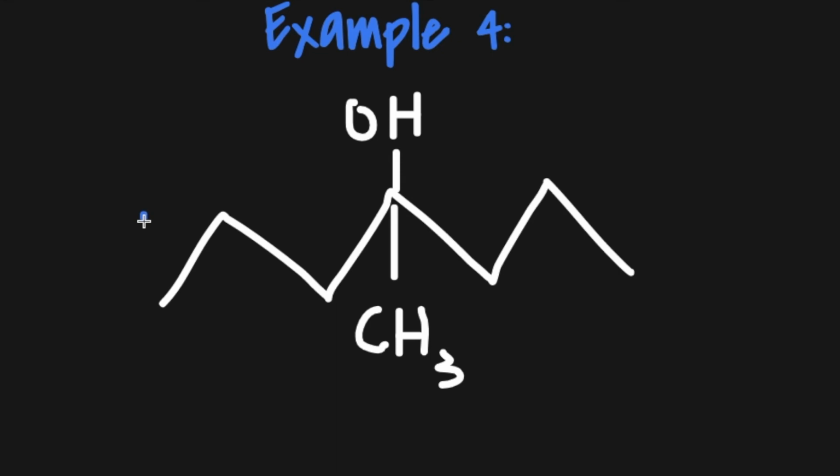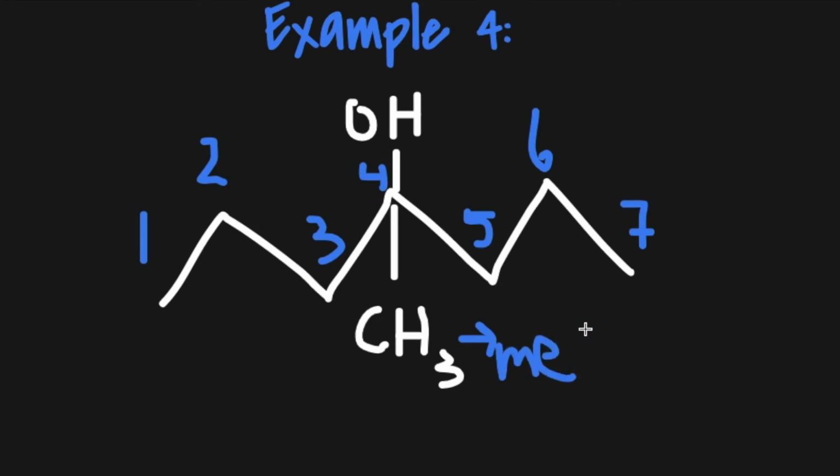Now, for the fourth example, we're switching it up and we'll be naming the compound. First thing to do is to number the carbons in the main chain. For this case, it doesn't matter where you start because the hydroxy group is in the middle. There are 7 carbons in total, and since the OH group is located on the 4th carbon, it's 4-heptanol. Finally, we have to name the substituents. There's a methyl group hanging off of the 4th carbon.